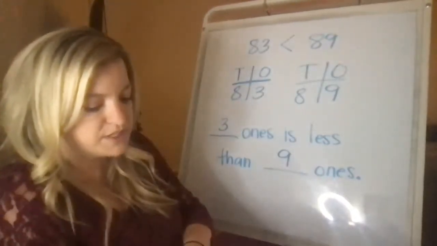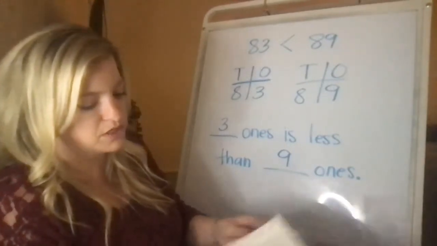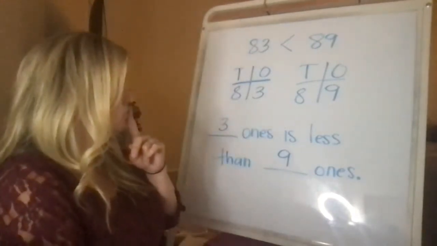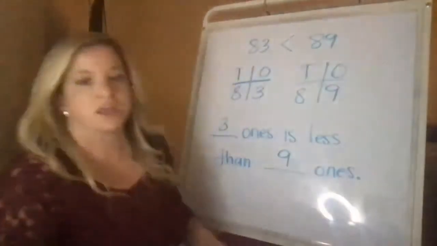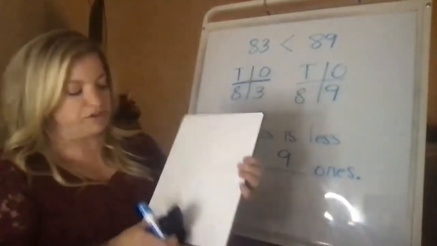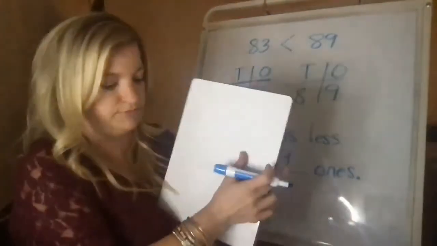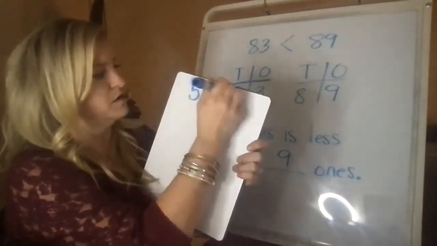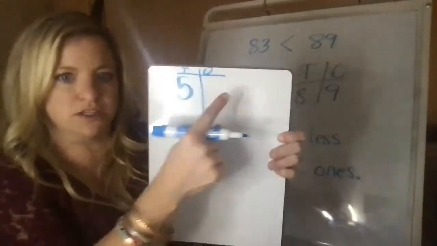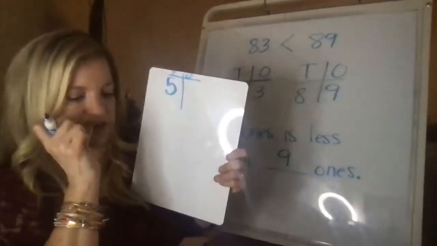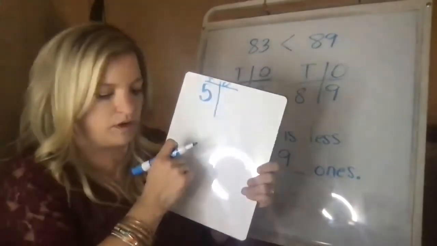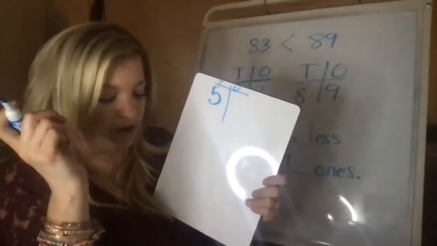Whew. Number 7 says, find 2 numbers with 5 tens. I'm gonna get my erase board. Okay, so 5 tens would mean it's a 50. It's gonna be in the 50s. See that? Tens and ones. Oh, okay, I'm looking at the wrong problem. Sorry, friends. Okay, so then it gives you this.